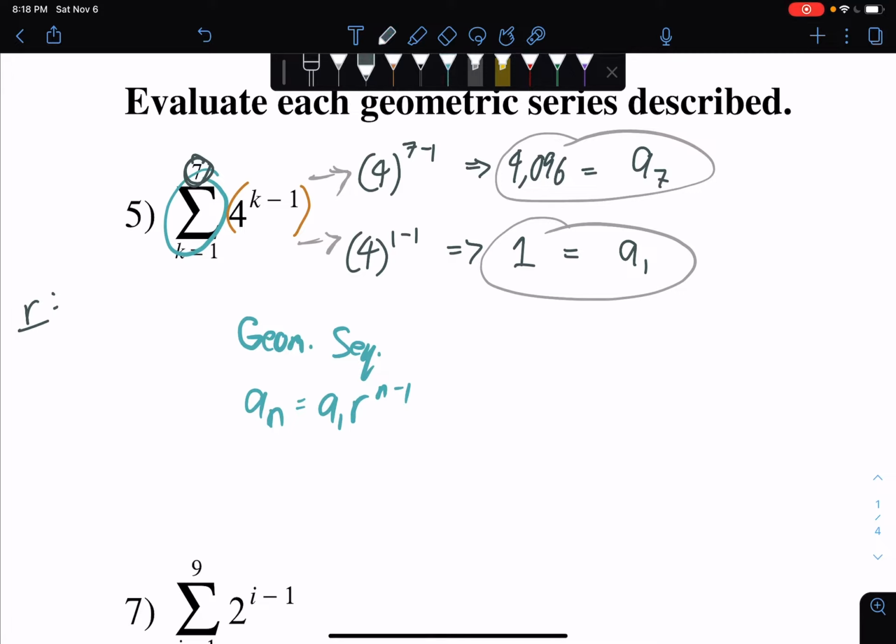I'll give you a visualization. So a sub 7 is equivalent to a sub 1 r, that's what we're trying to find, raised to 7 minus 1, n minus 1. So we have to replace the values. 4096 is equivalent to 1 r raised to 6. Divide both sides by 1. Nothing changes. It's still 4096 on the left side of the equation.